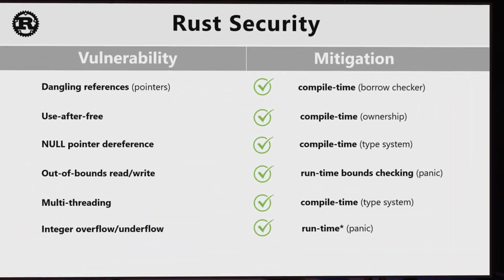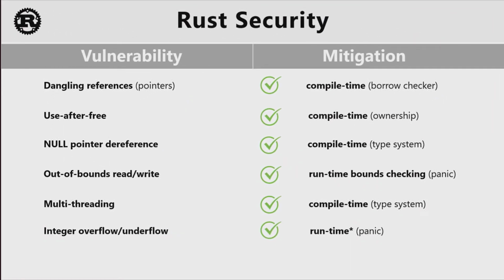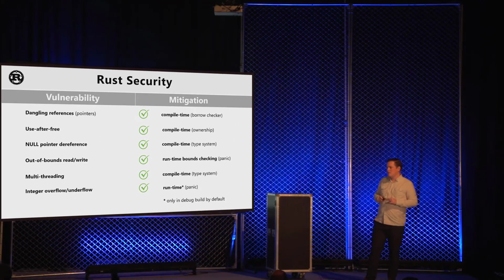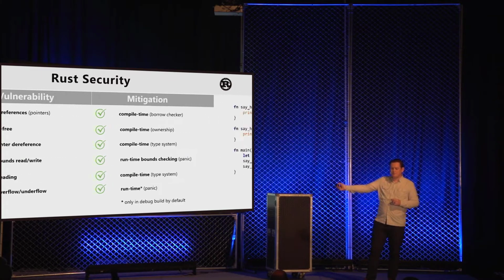And then lastly, integer overflow and underflow is another common cause of vulnerabilities in software, and this is another runtime mitigation. And you'll notice I put a little asterisk there on the last one. There's actually a little caveat with that. That's only in debug mode because that has more of a performance implication. You can turn it on in release mode if you know it meets your performance and timing goals, but you don't get that by default in release mode.